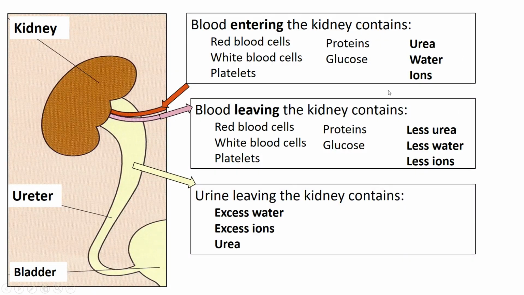If you can imagine that blood is entering the kidney with all of its red blood cells and white blood cells and platelets, the proteins, glucose and urea, water and ions, by the time the blood comes back out of the kidney, it's still got those cells, it's still got proteins, it's still got glucose, but it's just got less urea, less water and less ions, so that it's regulated those things. The urine that's produced can have any excess water that the body might have, any excess ions that it might have, and it also has as much urea as it can excrete.